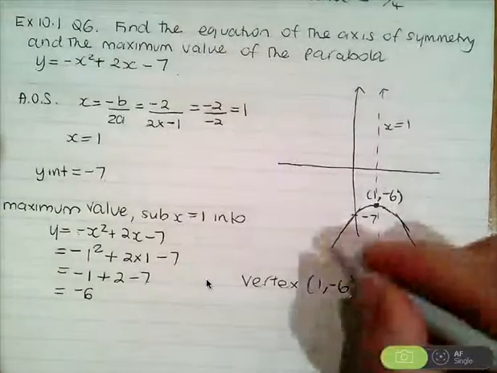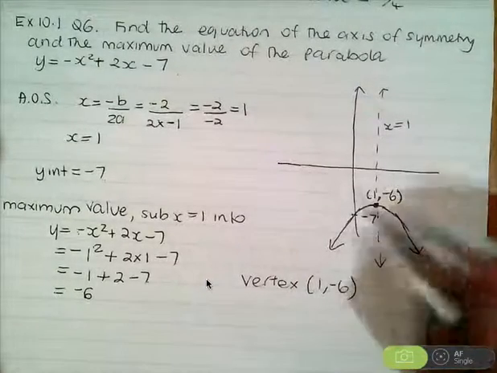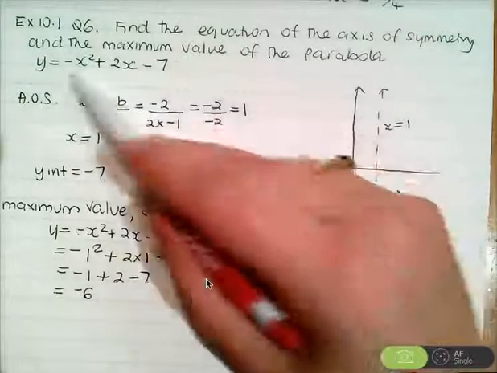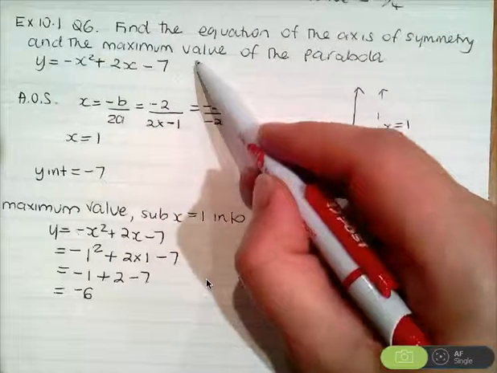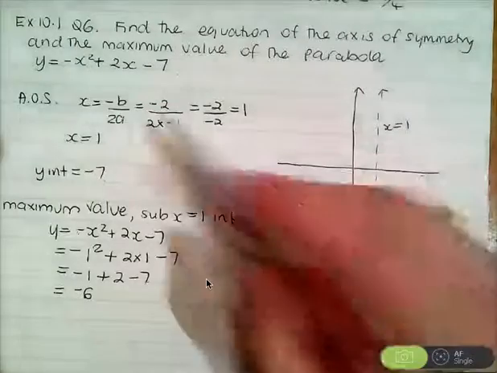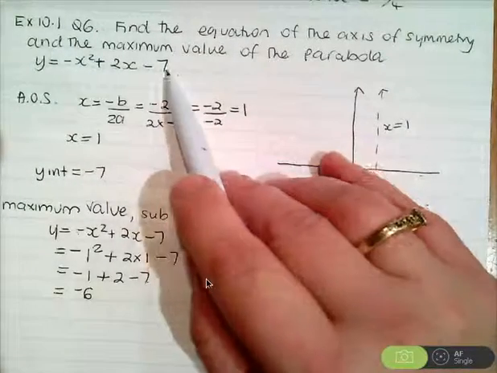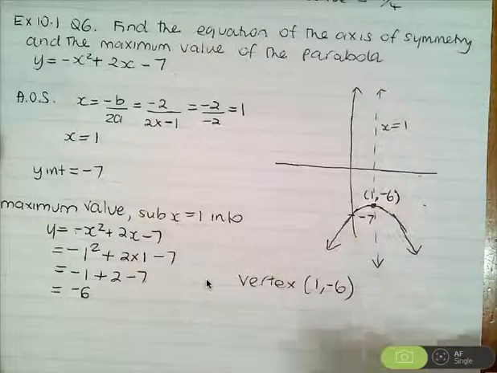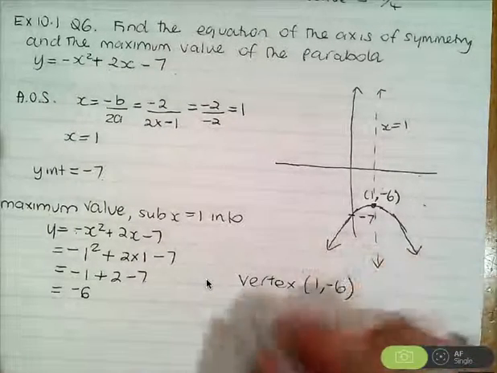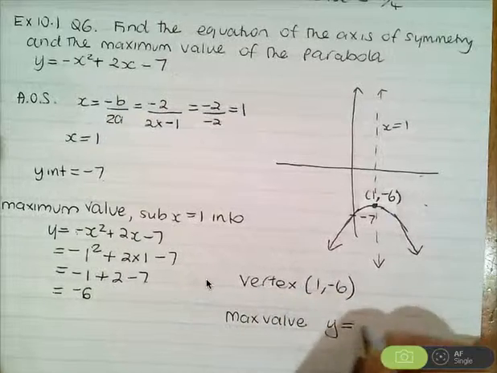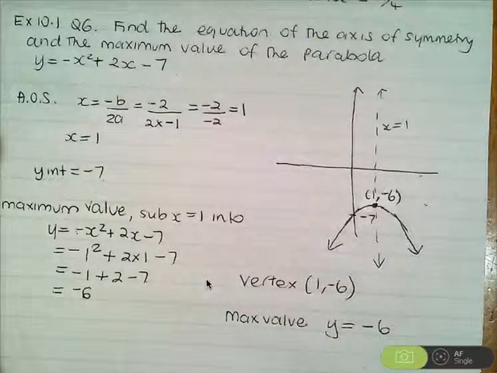Now, you can see that this parabola does not cut the x-axis up here. So if I tried to put that equal to 0 and solve it, I would get no solutions, okay? I'd also never be able to factorize this, which is why I've got no solutions here as well. Okay, so my vertex is 1, -6, and my maximum value is y equals -6, okay?